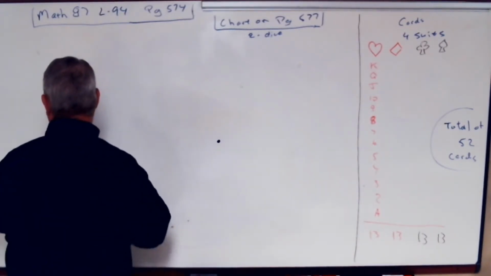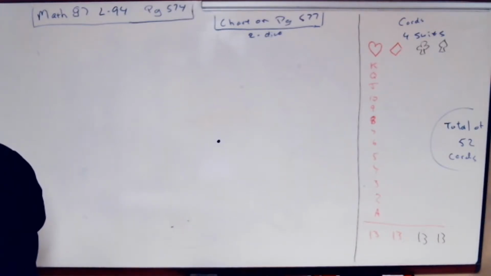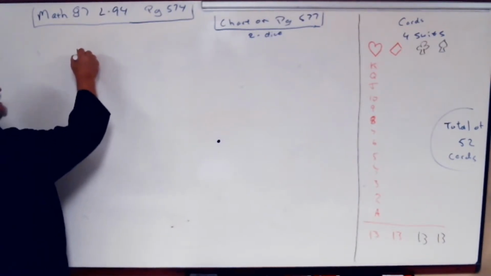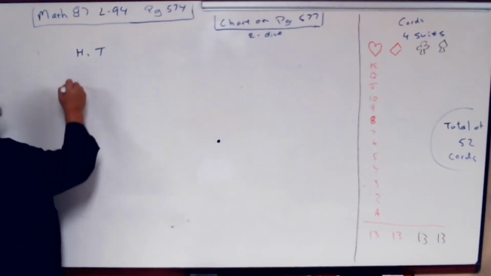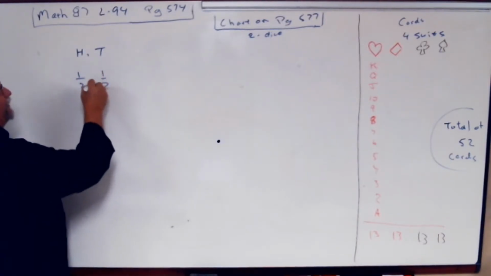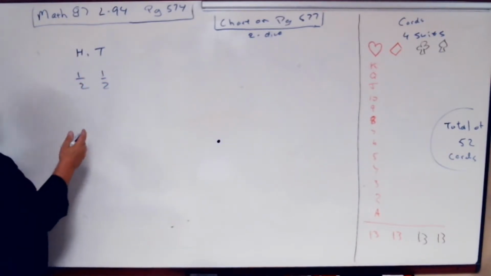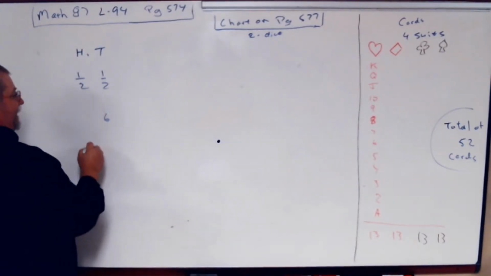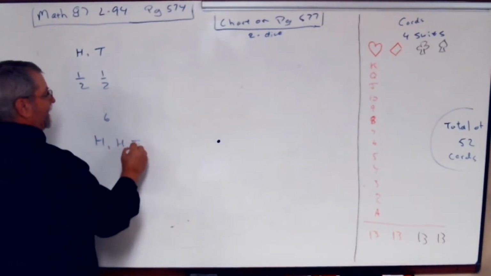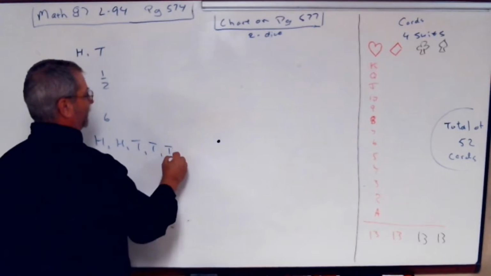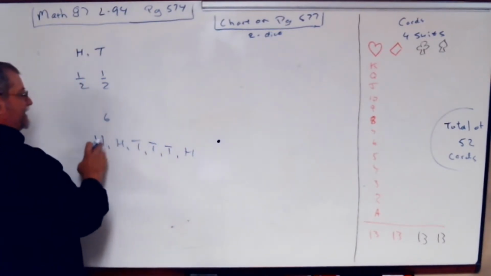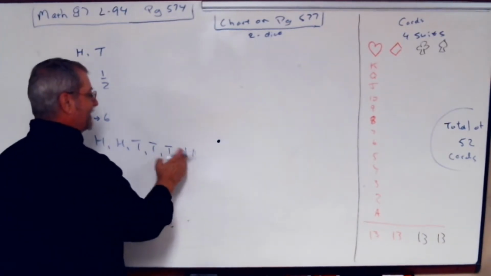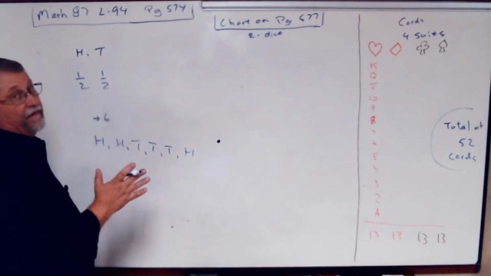They're going to give you a little thing here with a penny. If you flip a coin, you get either heads or you get tails. 1 out of 2 here, 1 out of 2 here. Either one, doesn't matter. So if we wanted to flip a coin 6 times, and we want to get heads, heads, tails, tails, tails, heads in that order, what's the probability of that happening?